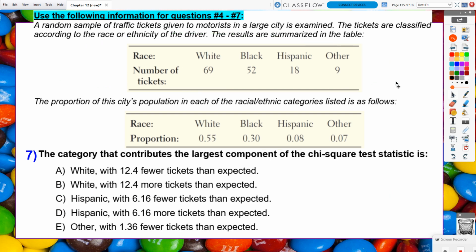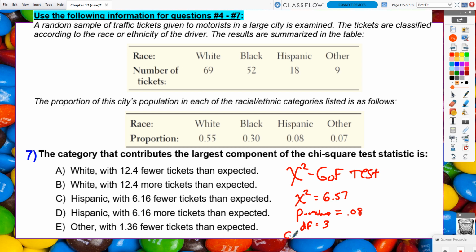All right, number 7, the last one with this context here. The category that contributes the largest component of the chi-square test statistic. Now, this is where when we would normally run the chi-square GOF test, we would want to see what the overall chi-square test statistic was, which was 6.57 from previously. They would tell us what the p-value was, and again, we figured out that was 0.08-ish. It would tell us degrees of freedom are 3, and then there was the CNTRB for the contributions. That's really what they're asking for in this problem. Which one contributes the most?